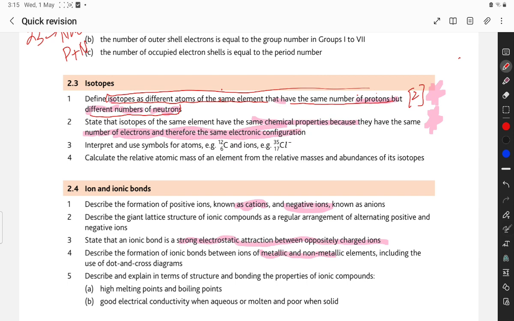Because students commonly write down that atoms have the same number of protons, but only this part. You will lose 1 mark by writing this. Write down always: different atoms of the same element, that have the same number of protons but different numbers of neutrons. So please start from this. This is the definition of isotopes.